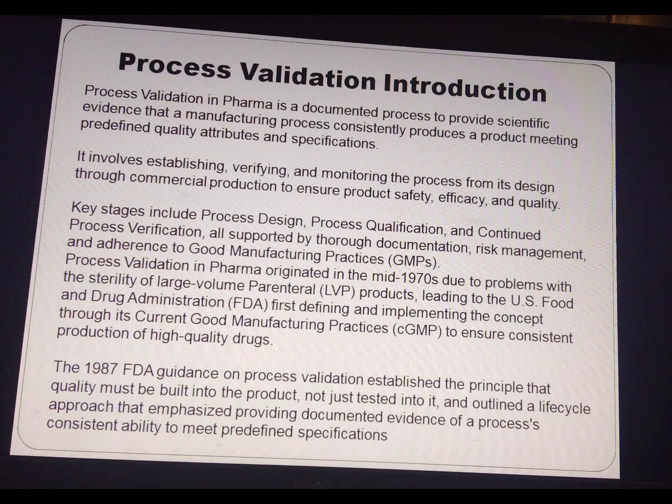Process validation involves establishing, verifying, and monitoring the process from its design through commercial production to ensure product safety, efficacy, and quality. Key stages included in process validation are process design, process performance qualification, and continuous process verification, all supported by thorough documentation, risk management, and adherence to good manufacturing practices.